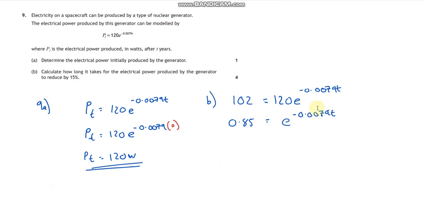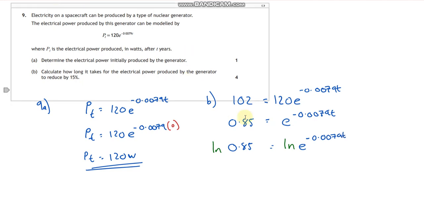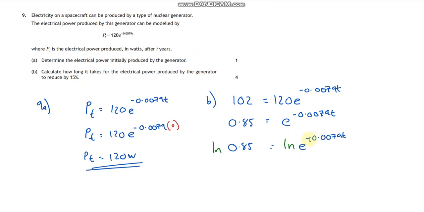Now, this is the tricky bit. We now need to get this t down. I can't solve this just now, and this is where taking our natural logs of both sides comes in handy. So if I take the natural log of this side, 0.85, to balance it, I have to do the natural log on the other side. So I'll take the natural log of e^(-0.0079t).